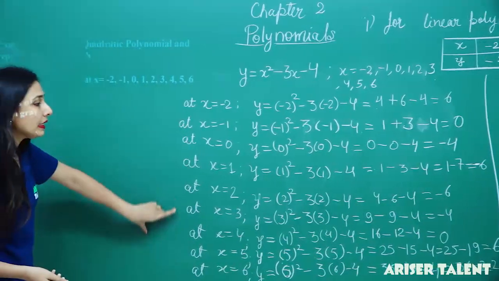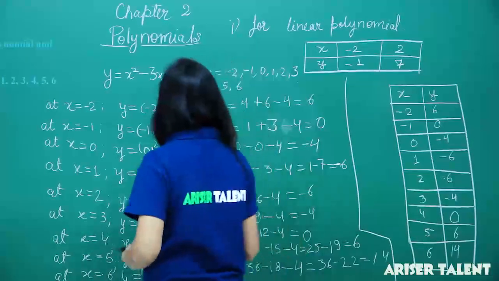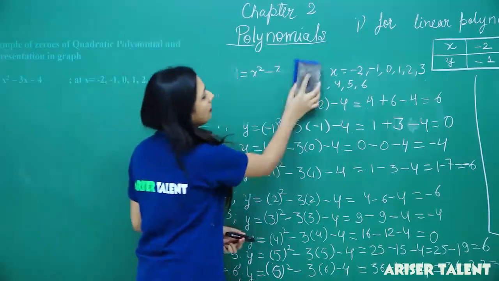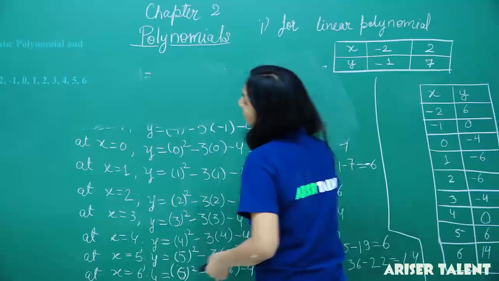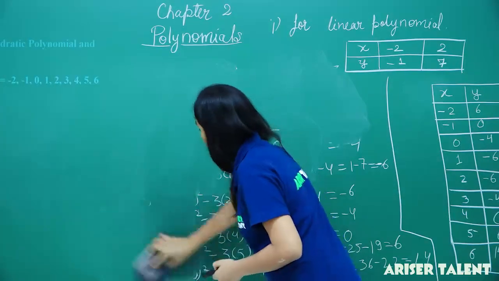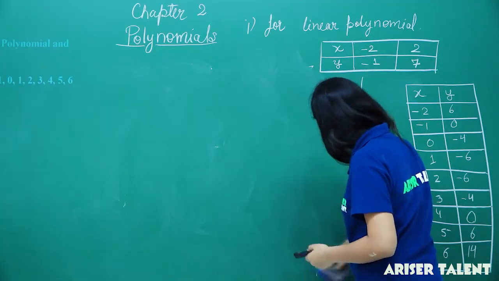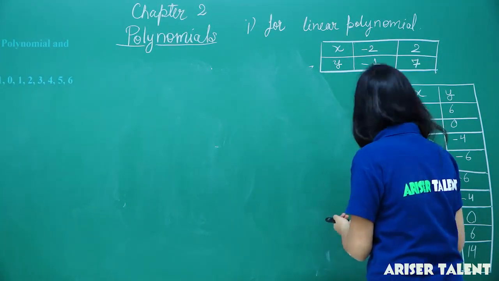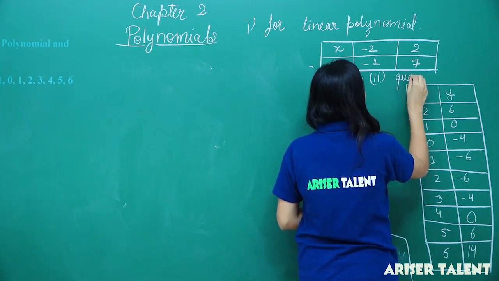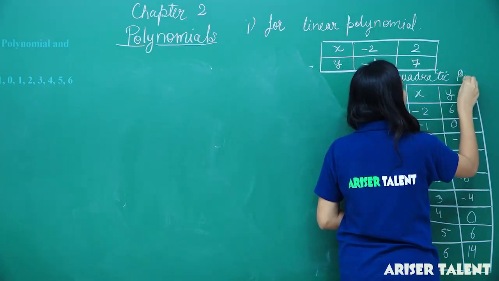Okay, so I am rubbing this part now because we have found our values in this tabular form. So this is for now of no use. Okay, let's rub this. Okay. So these particular values are for our quadratic polynomial. Okay.